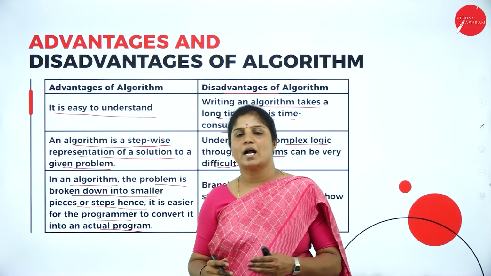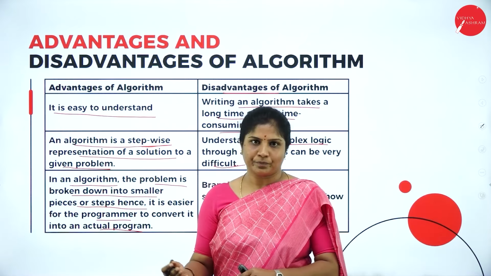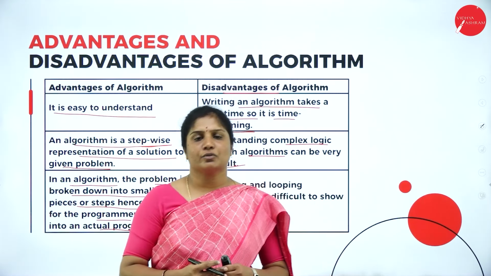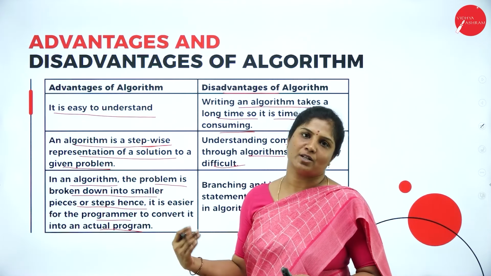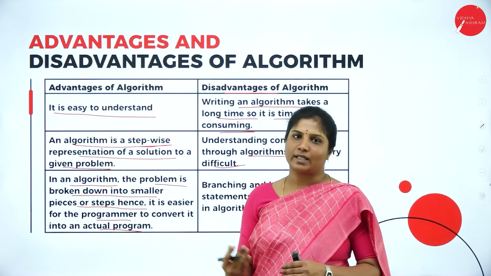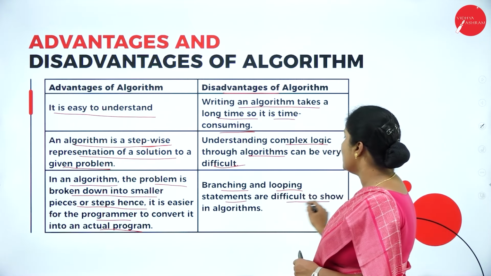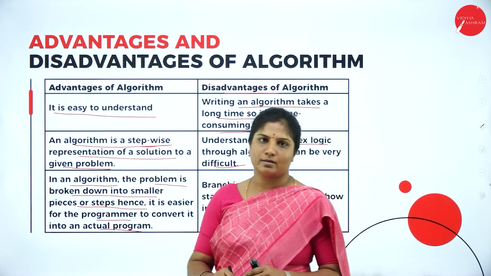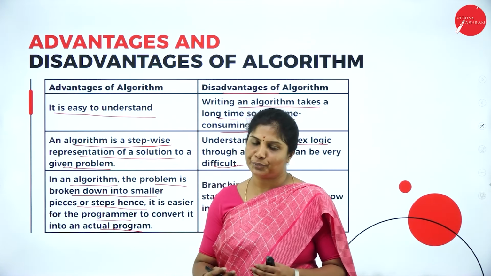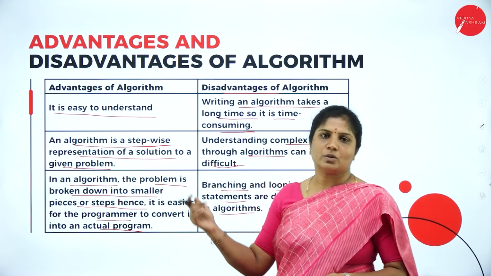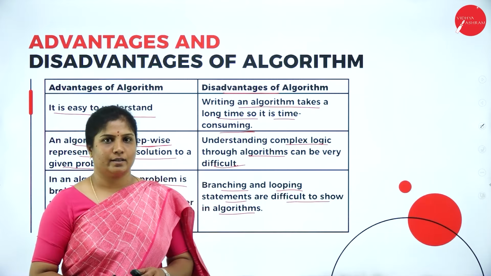But when we come to artificial intelligence, machine learning or real-time applications, understanding the algorithm will be more difficult for us because we need to write a number of pages of algorithms. So it takes more time to analyze. Next, branching and looping statements are difficult to show in algorithms, using statements like if, else, while, do-while. So it will be very difficult. So these are some of the disadvantages of the algorithm.